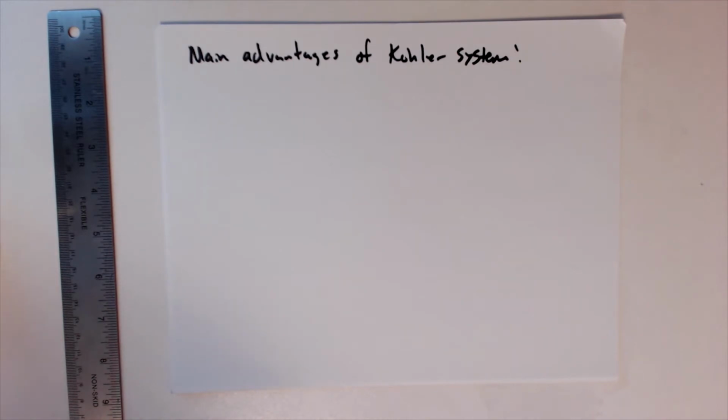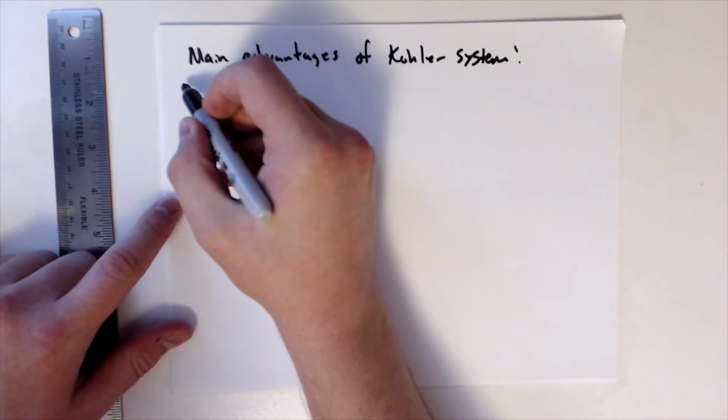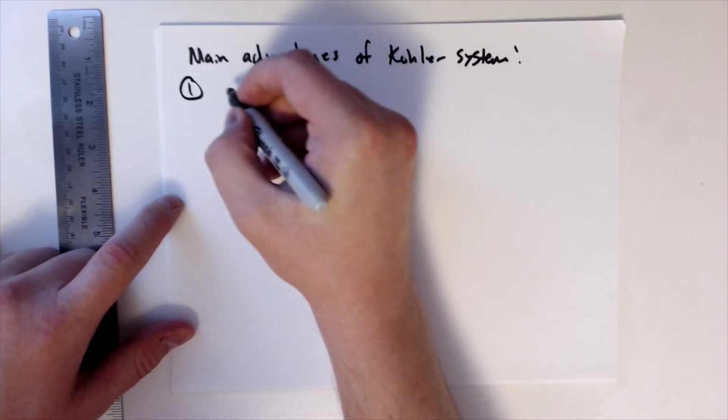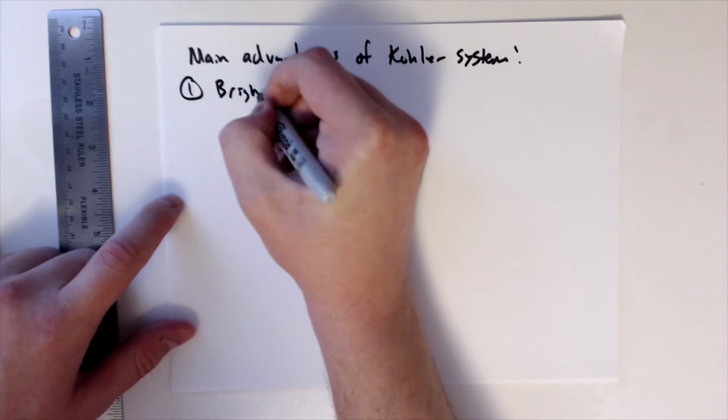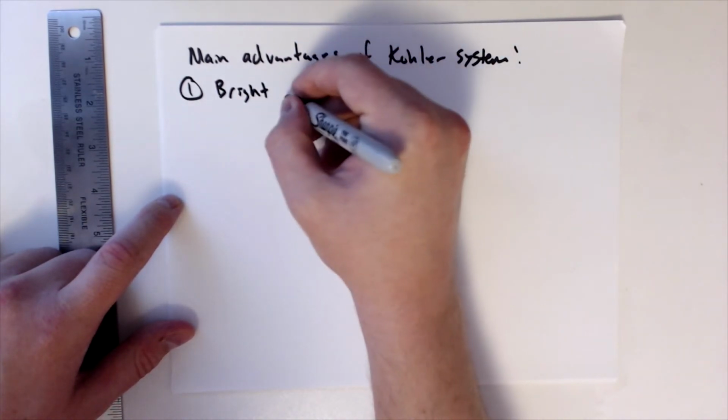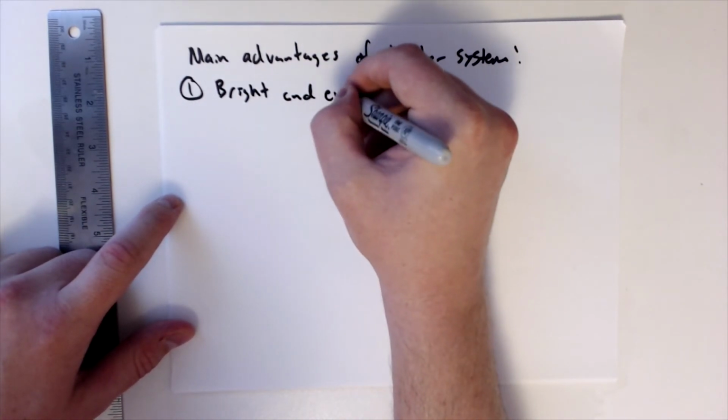All right. So we've talked a lot about the Kohler system up to this point, and I want to give you some advantages of why we actually use this. Why do we go through the trouble of having a system the way we do? So our main advantages, and number one, and obviously this is going to be very important, this system produces a bright and even illumination.